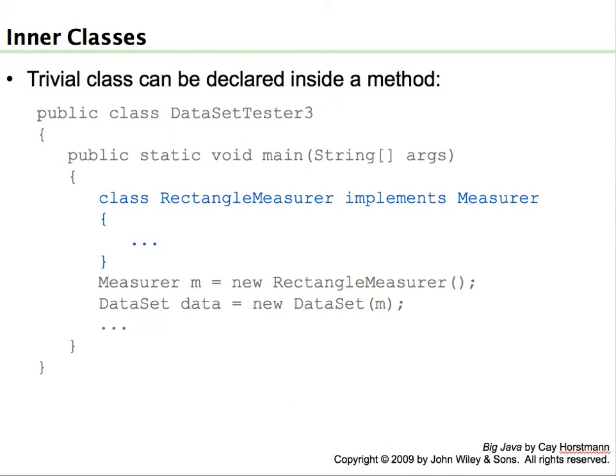We can also have classes inside classes. We can also have classes inside a method. And that's what we define as inner classes. So in the example that you see on the screen, you have a main method, and then you have a class inside a main method. This particular class implements a particular interface called the Measurer, which chapter 9 has discussed before, and we went over it in the lectures before.